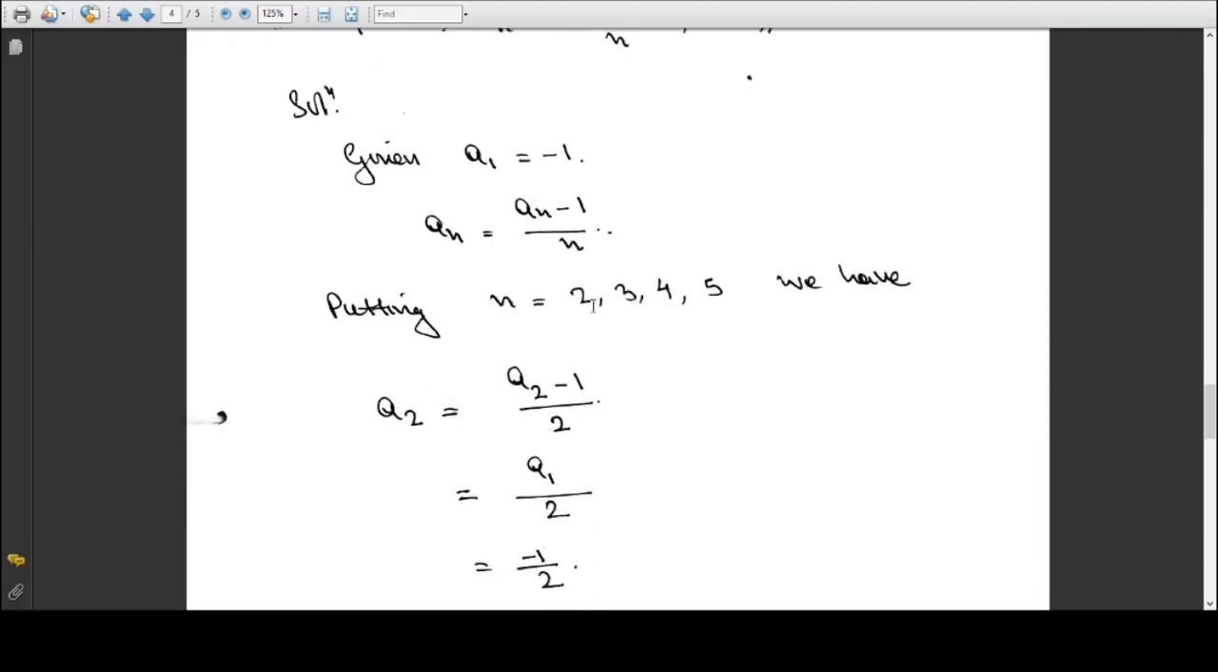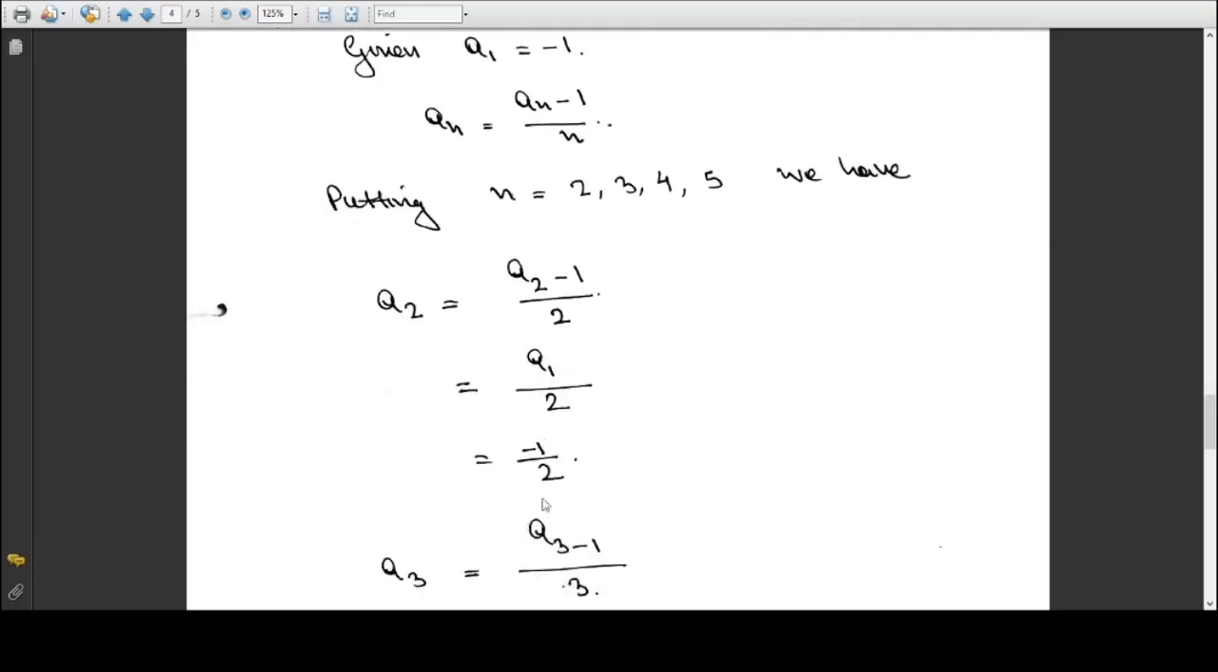Now putting the value of n as 2 in this given rule, the second term a2 will be a(n minus 1) by n, which is a(2 minus 1) by 2. We are putting n as 2. 2 minus 1 is 1, which gives us a1 by 2, and a1 is already given. It is minus 1 by 2. This is the second term.